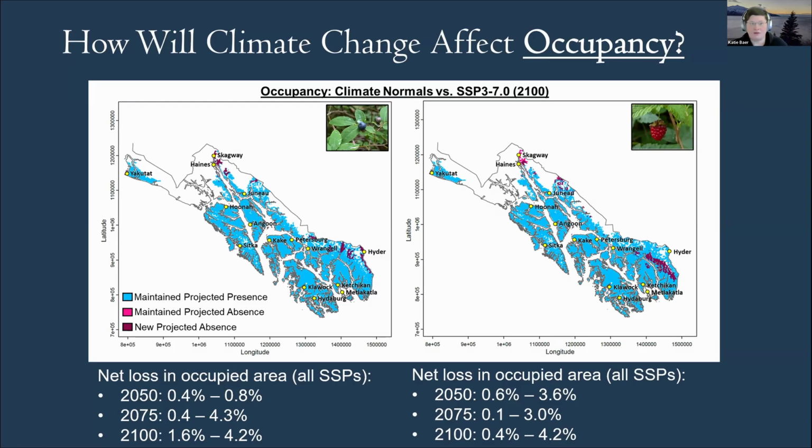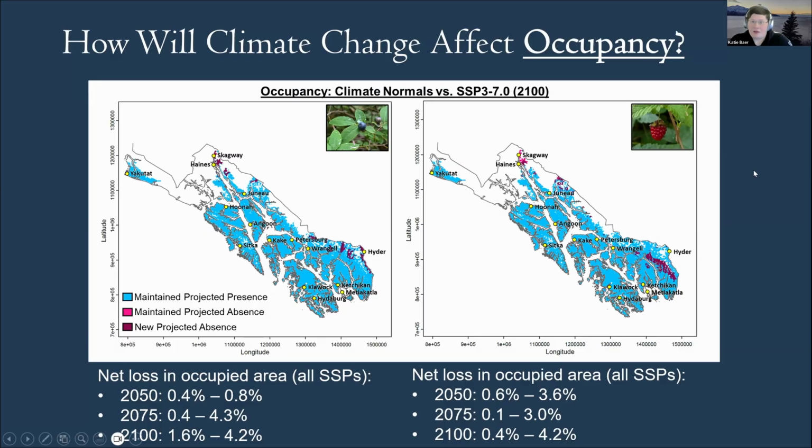But what is a little bit concerning is that there are areas, mostly inland, where we're expecting to see, we'll say, decreases in occupancy, losses of these species, at least in smaller areas. And some of these areas are occurring in the vicinity of communities where these species are harvested currently. So near Skagway, near Haines, in the case of blueberry, near Hyder. Across the board, we're expecting net losses in occupancy, but we're never dipping below about 95% of the area being suitable for the occupancy of these species, which is good.